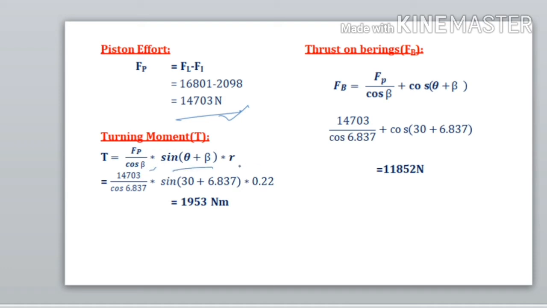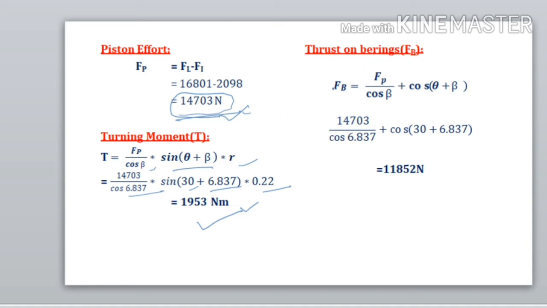And the turning moment, we know that the turning moment equal to Fp upon cos beta multiplied by sin theta plus beta multiplied by r. So Fp we found here 14,703 Newton. We will put here cos beta, beta's value is 6.837 degree, sin 30 degree plus beta 6.837, multiplied by 0.22. So finally 1953 Newton meter will be the turning moment.